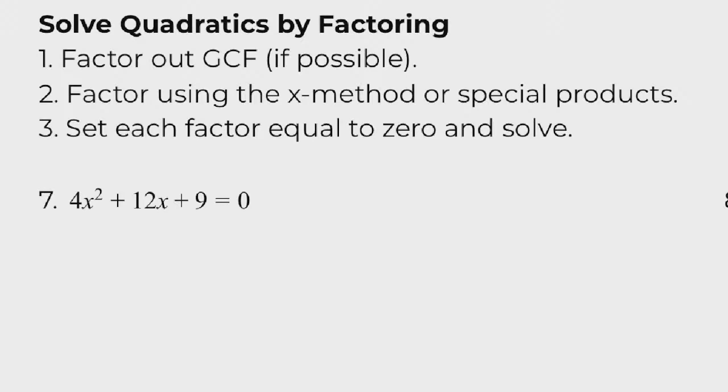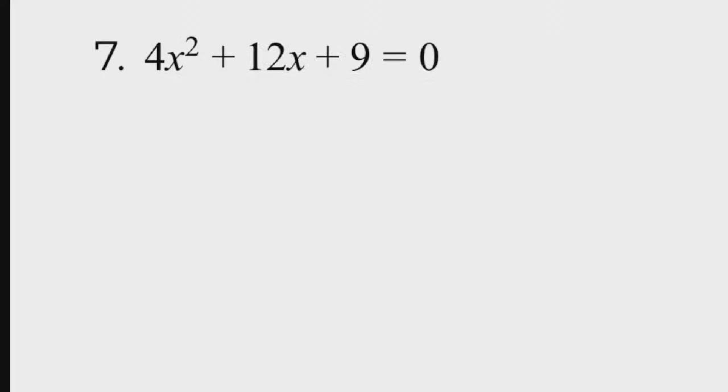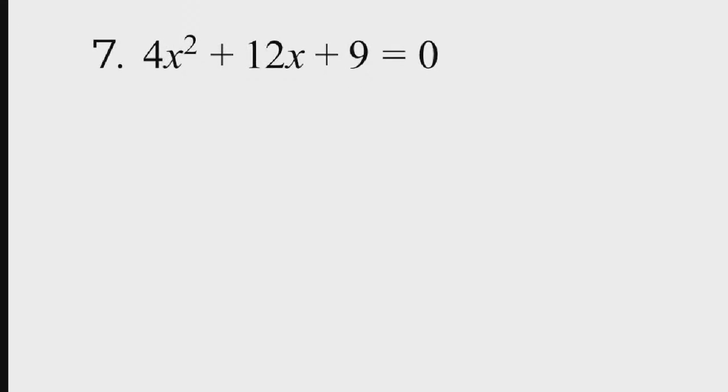First, you want to factor out the GCF if possible. Factor using the X method or special products that were talked about in A3. And then set each factor equal to 0 and solve. In this first example, there's going to be 2 methods.